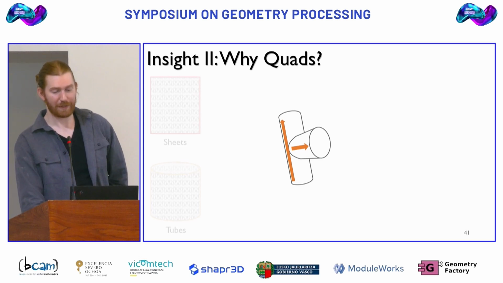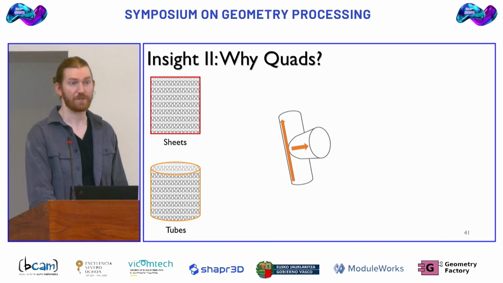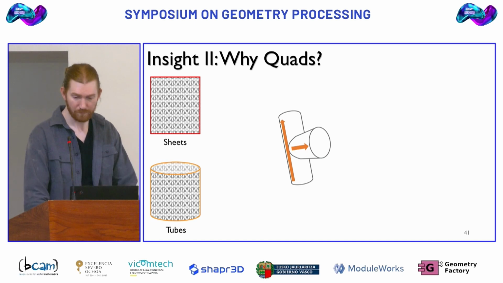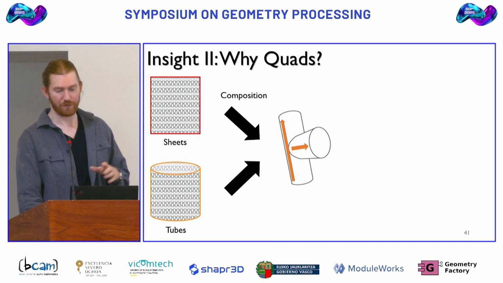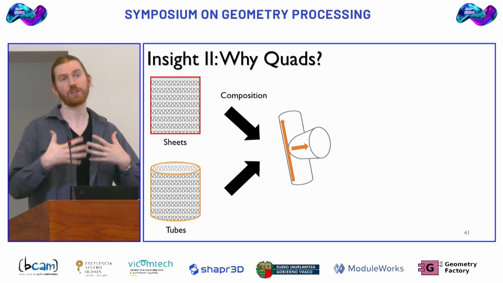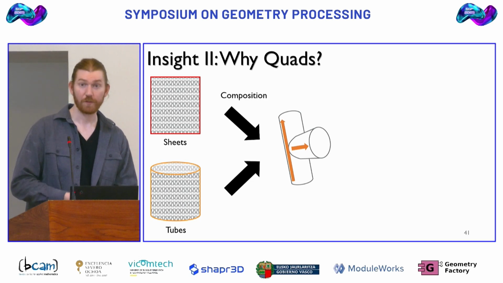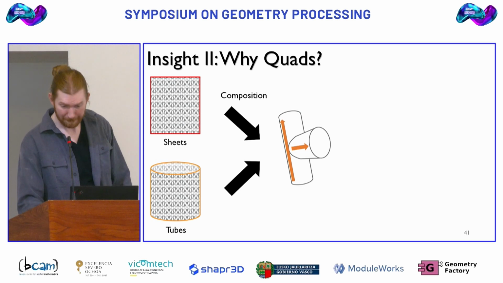Remember that at a high level, all knit objects are composed of sheets and tubes of fabric. And it's an important design decision how you're going to put these primitives together to achieve this particular shape. We call this composition. And for this example, there are two ways of doing it.